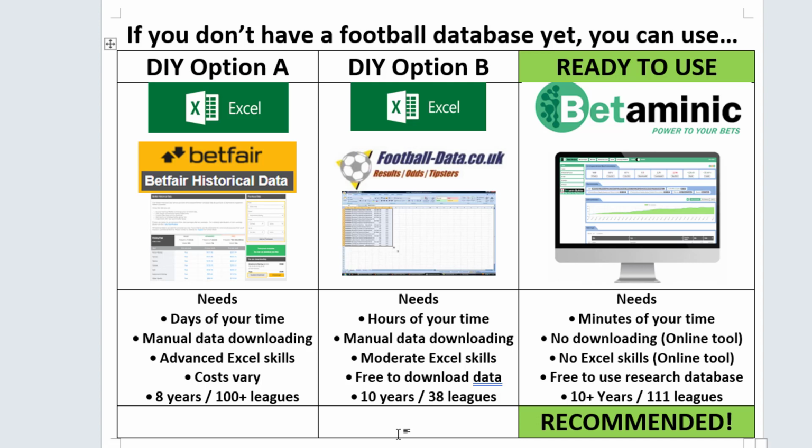With Betaminic, there's no downloading involved. All the data's online. There's no Excel skills needed because it's an online tool. It's already there for you to manipulate the data and put your ideas in. And they have over 10 years of data from 111 leagues, so they really cover a lot of leagues, more than football data does. Probably not as many as Betfair, because I think Betfair covers the most leagues. So if you don't have a football database yet, don't waste your time, just go straight to Betaminic and have a look there.